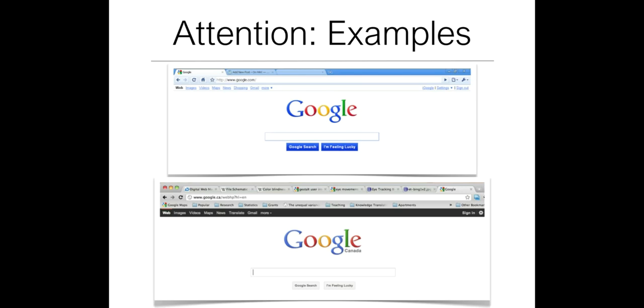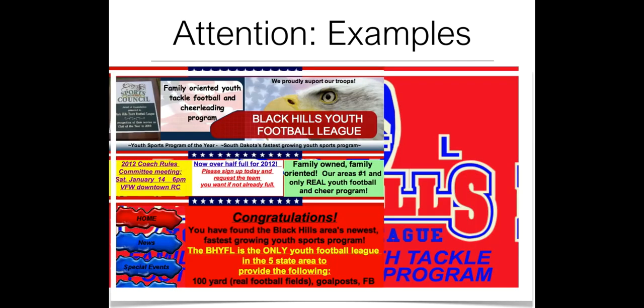Compare this to something like, well, how about this? Oof, wow. So again, where do you start with something like this? This is a functioning website. Thankfully, near the top middle, it says Black Hills Youth Football League. All right, so it's a football league, and presumably you want to find information about it. Where do you go to find that? Okay, top left, family-oriented youth tackle football, okay, good. We proudly support our, okay.